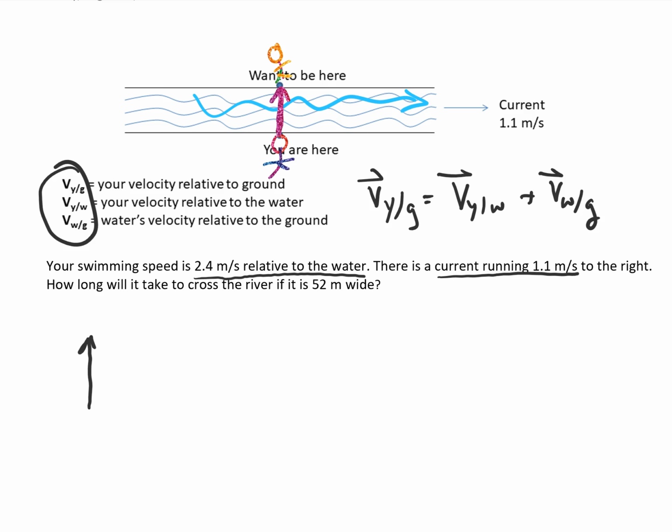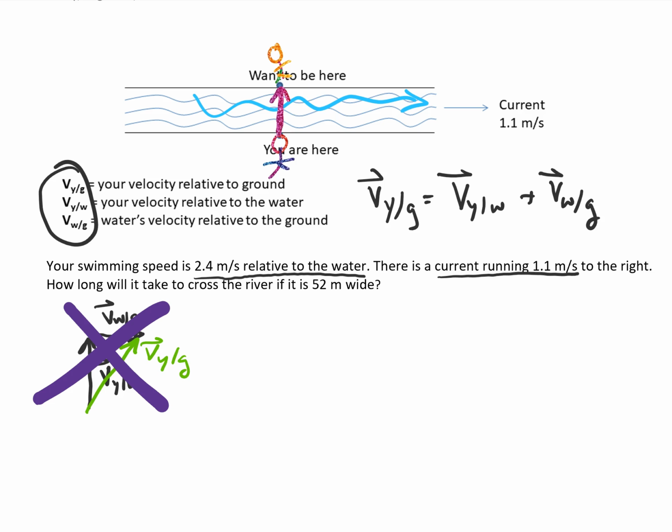If we try to swim straight across the river, so that's velocity of u relative to the water, we're unfortunately going to get swept off to the side by the current. So that's the velocity of the water relative to the ground. And our total velocity will be the sum of these two. So that will be the velocity of us relative to the ground. And that's not what we want, right? If we did that, we'd end up somewhere over here. So we're not going to do that.